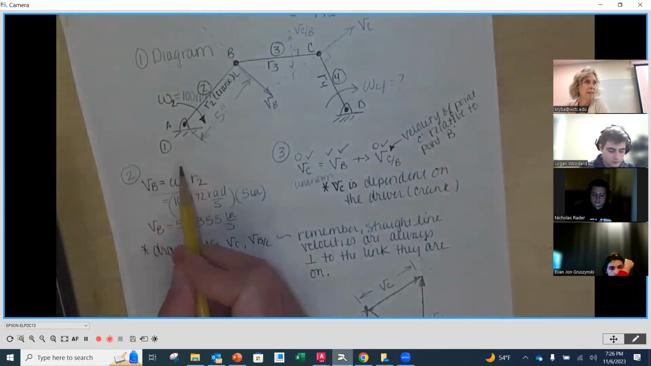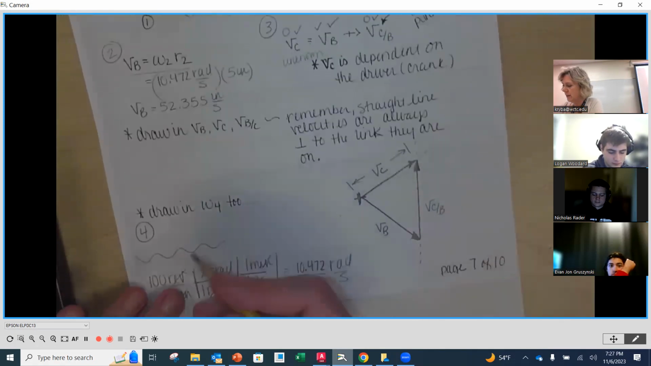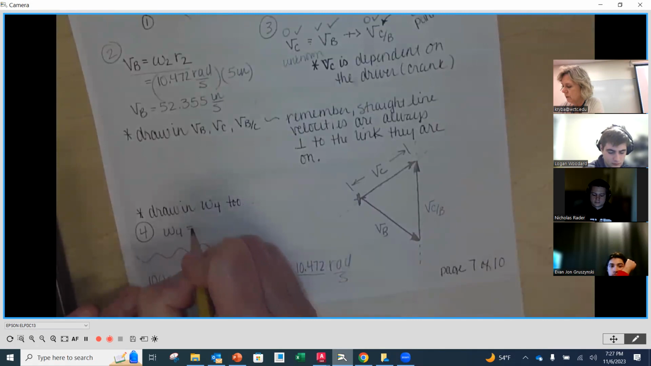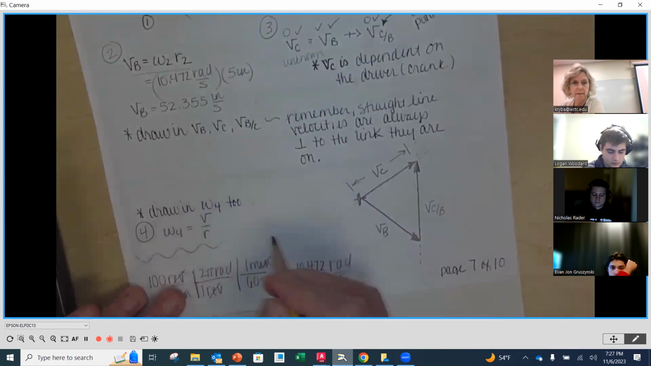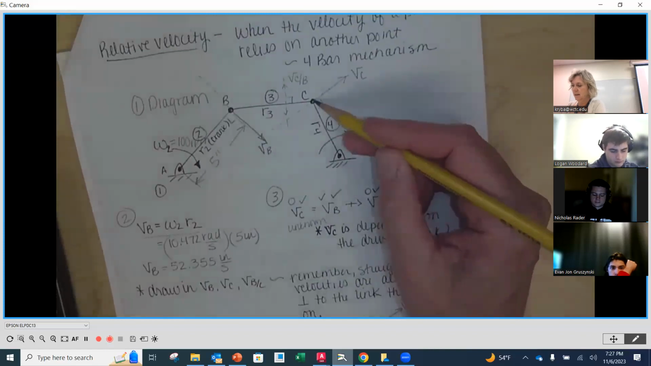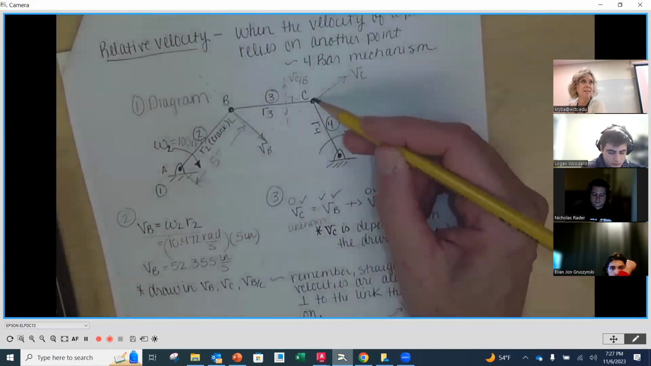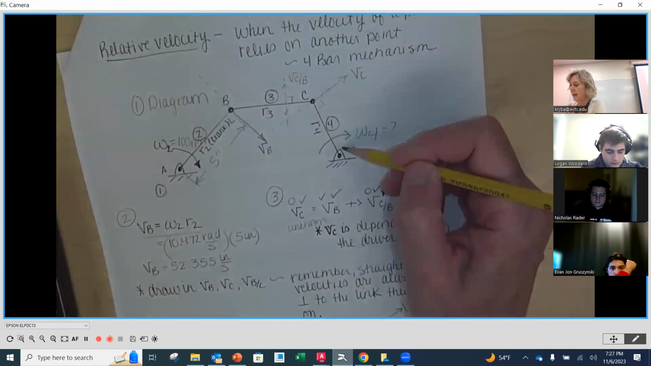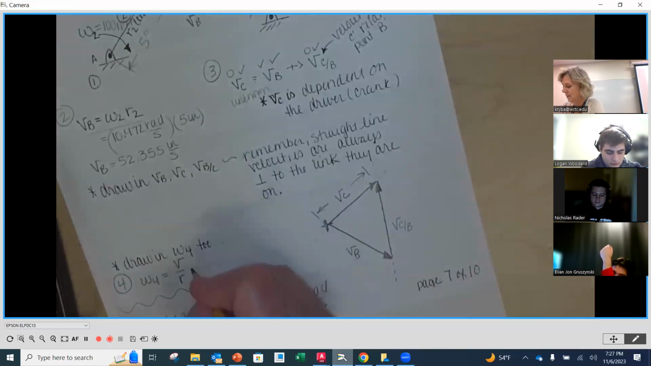Remember the base equation here? If I take this and I solve for W, it's going to be W is equal to velocity divided by radius. So in this case, I'm going to have W4 is equal to the velocity divided by radius. Now, which velocity? C, right? And then the length, we have to figure out a length yet. We didn't fill that in.